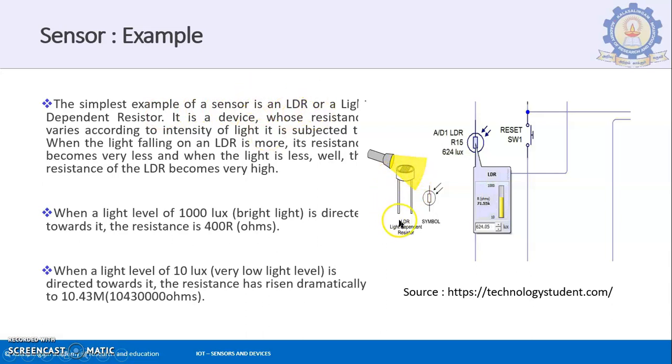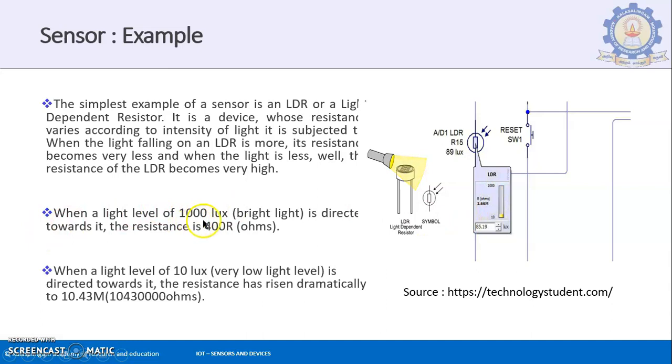As I told you, this particular sensor is the LDR sensor, light dependent resistor, and it is a device whose resistance varies according to the intensity of light that falls on it. So for example, here we are taking this torchlight. When the light is falling on the LDR, its resistance becomes very less, and when the light is less, the resistance of the LDR becomes high. So it's vice versa, and that is what I explained to you in this.